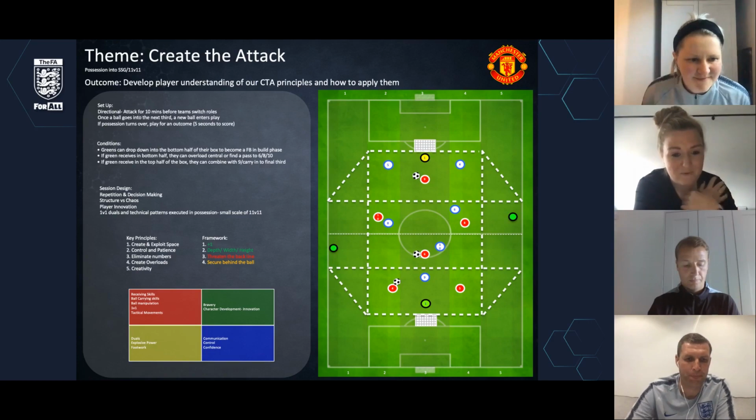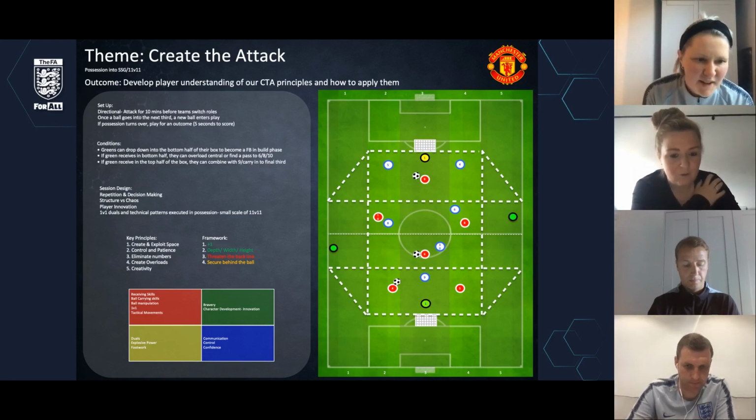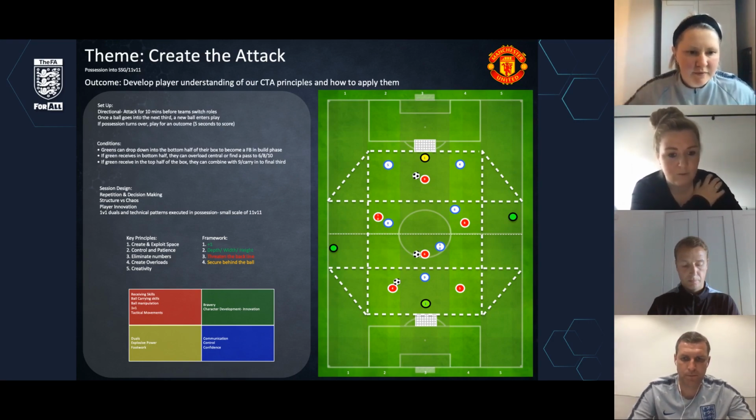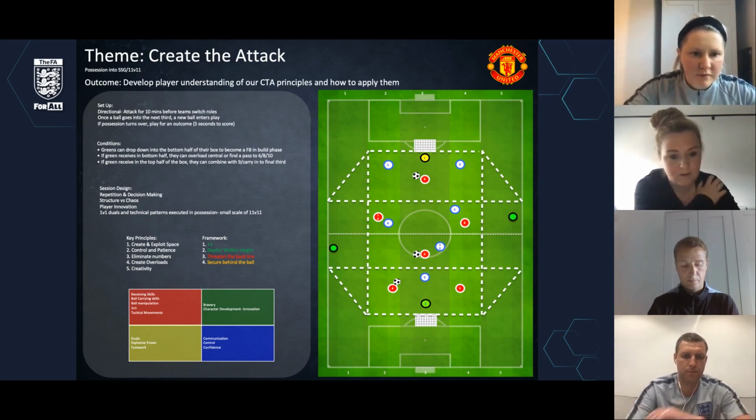But it might be because my session design's not right. So that then is giving me a problem that I have to look at: is this realistic? And for the players, does it feel like it feels on a match day? And if it doesn't, how do I condition it or change it to make it feel like that?